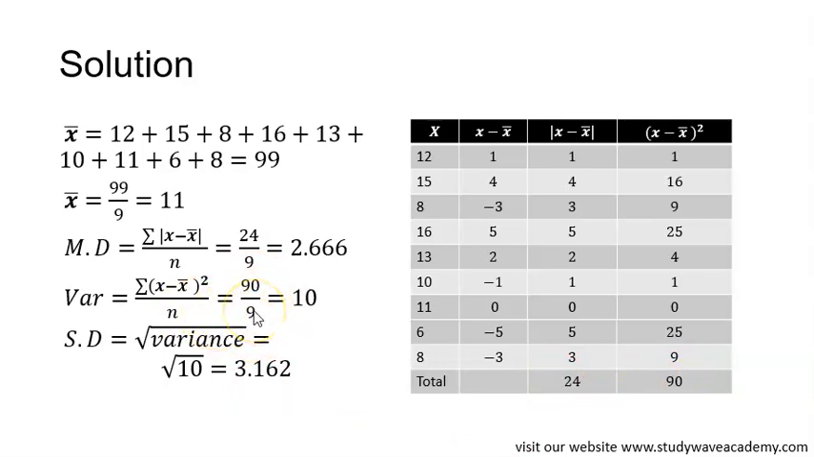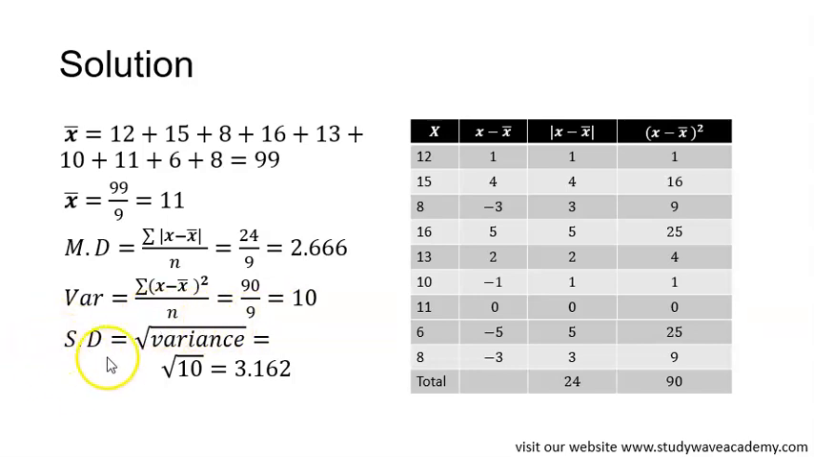Remember how we got the 9, right? So 90 divided by 9 is going to give us what? If you use your calculator or the long division, 90 divided by 9 is going to give us 10, okay? So we have 10. So the variance is 10. We have gotten our mean deviation, which is 2.666, and the variance is 10. Now we are going to be solving for standard deviation, okay?